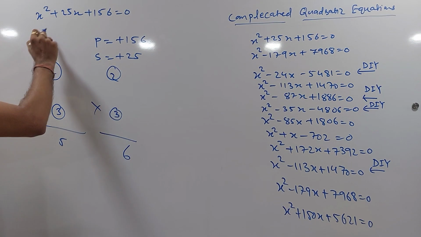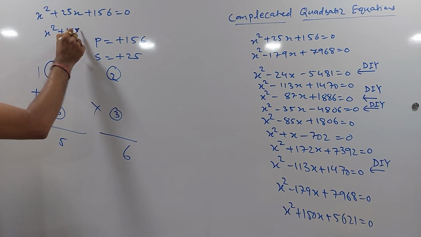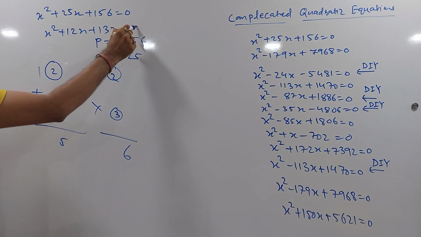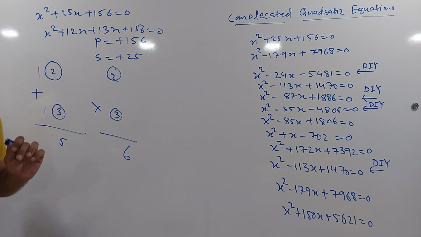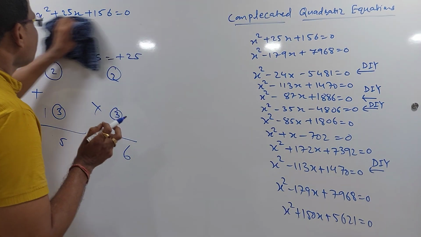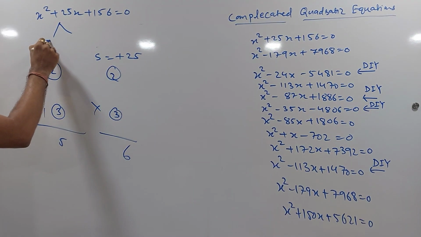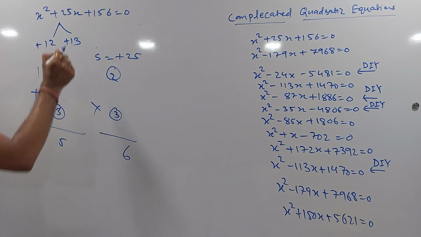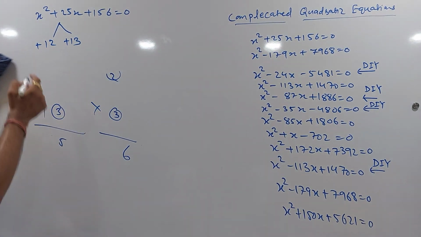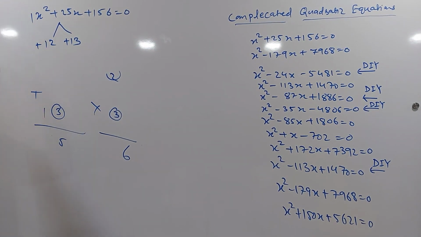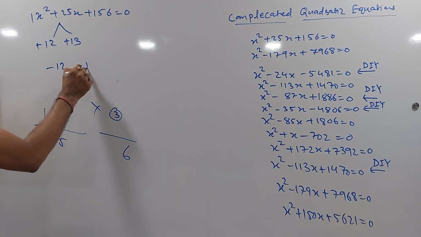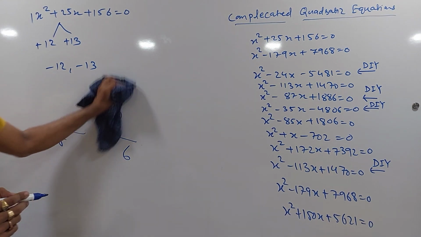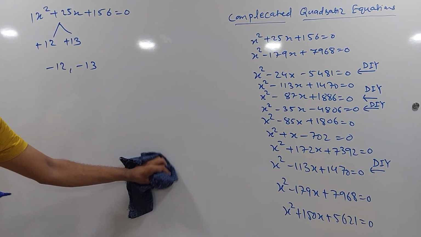Now don't write it the way you used to write x square plus 12x plus 13x plus 156 and then take common and all that. You don't have that much time in the competitive exam. Simply what you need to do, the moment you got your factors plus 12 and plus 13, very simple approach. The approach is, look for the coefficient of x square. Here the coefficient is 1. Then simply your roots will be minus 12 and minus 13. That's it. You can check. Because you just need to reverse the sign of your split.